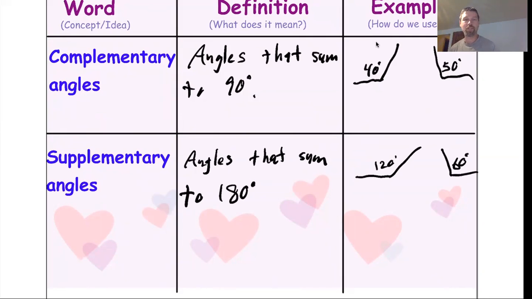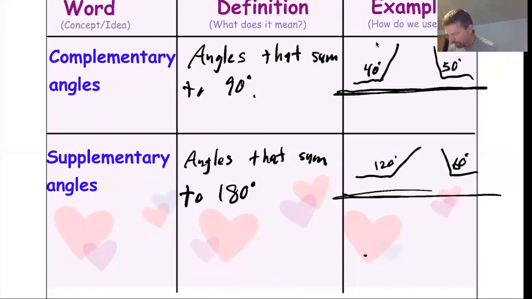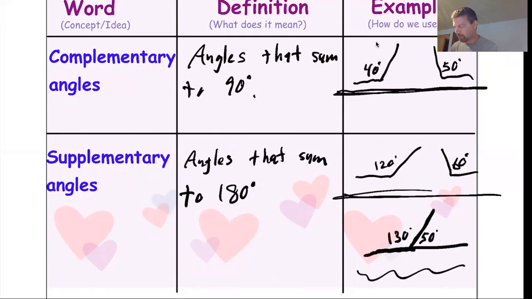Now, with supplementary angles and complementary angles, I'm going to put another example because you'll often see them not as separate angles, but you'll see them together. Like if I gave you that, those two angles there, those two angles form a line, and lines always add up to 180 degrees, so they're supplementary for sure. I'm going to say this one's 130. If that was 130, the other angle would be 50, because lines always add up to 180. So a lot of the times you're going to see supplementary angles like that.